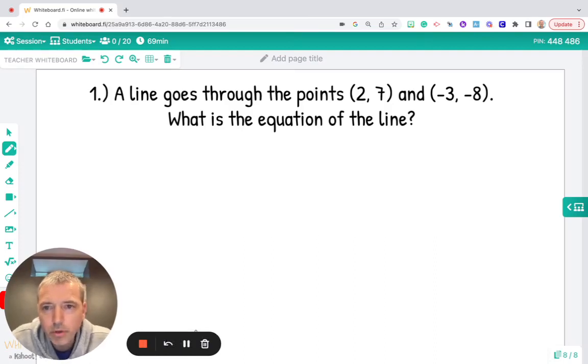Hey guys, let's answer question number 1. A line goes through the points (2, 7) and (-3, -8). What is the equation of the line? So what is the slope-intercept form of the line, right? We want to know y equals mx plus b.